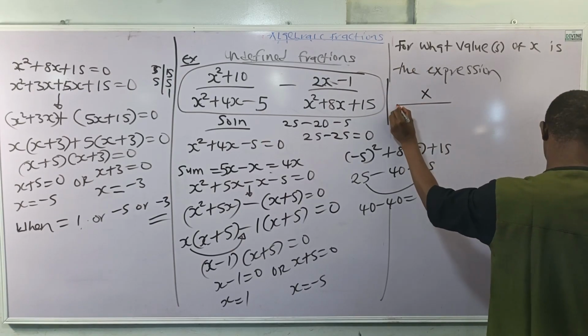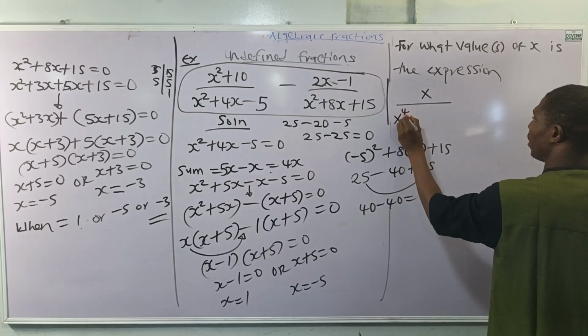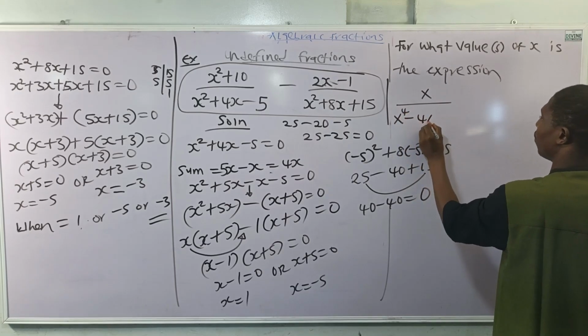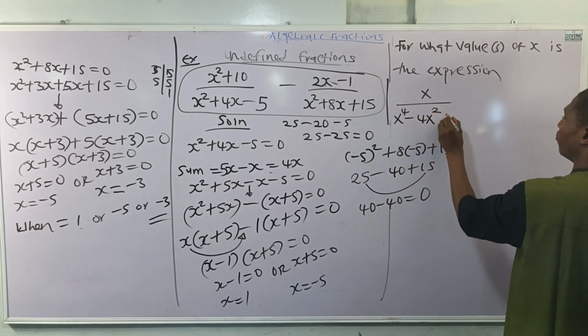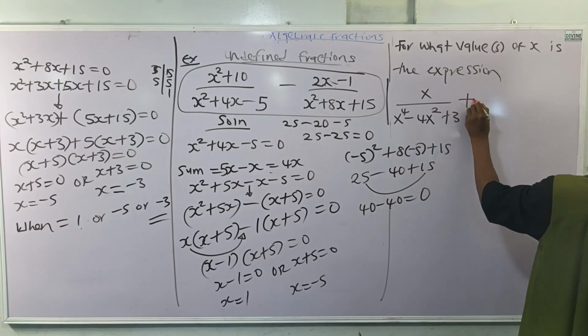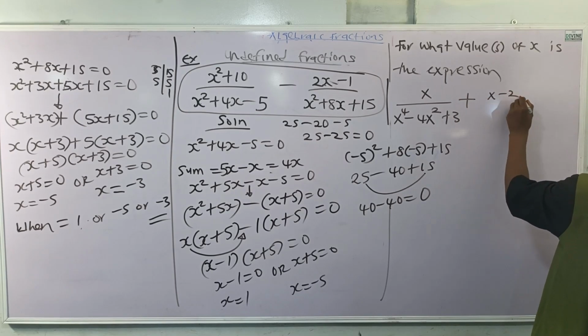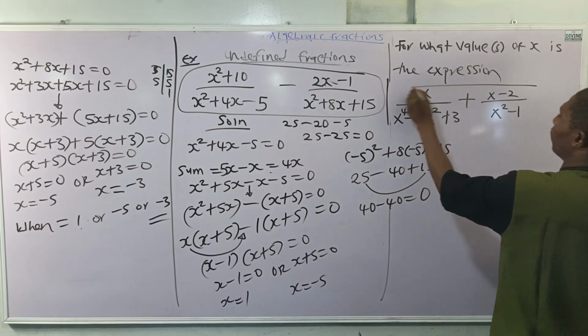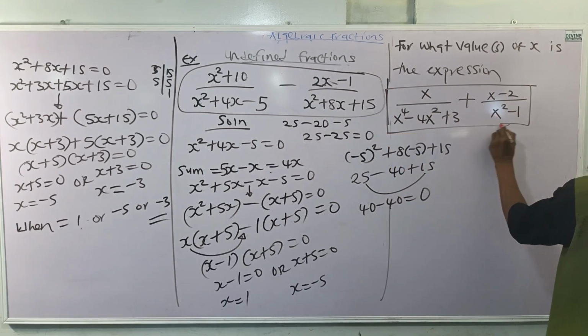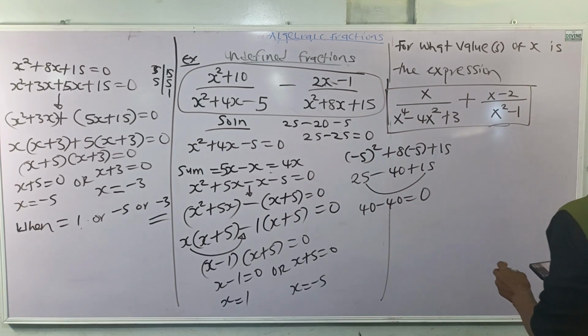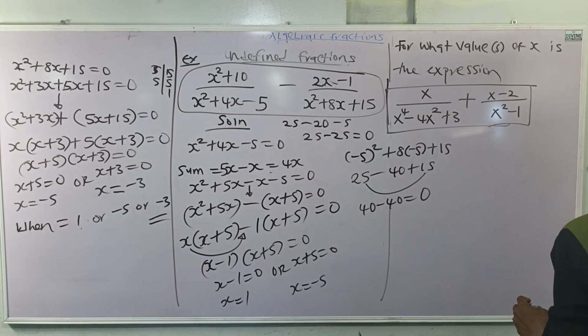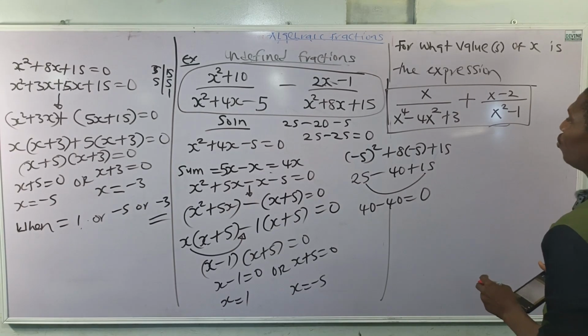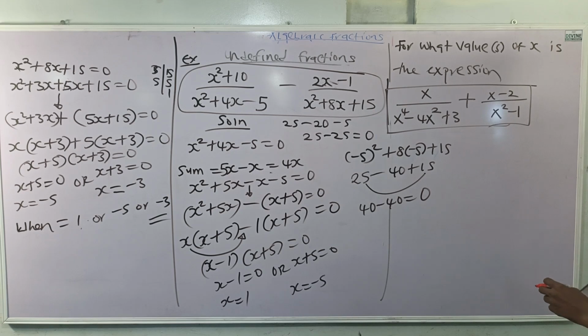x all over x raised to power 4 minus 4x squared plus 3, plus x minus 2 all over x squared minus 1 undefined? For what value or values of x is the expression x all over x raised to power 4 minus 4x squared plus 3, plus x minus 2 all over x squared minus 1 undefined?